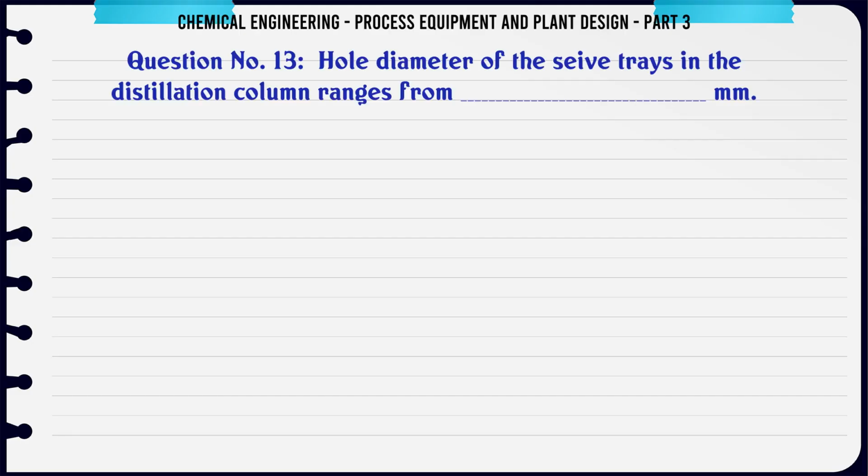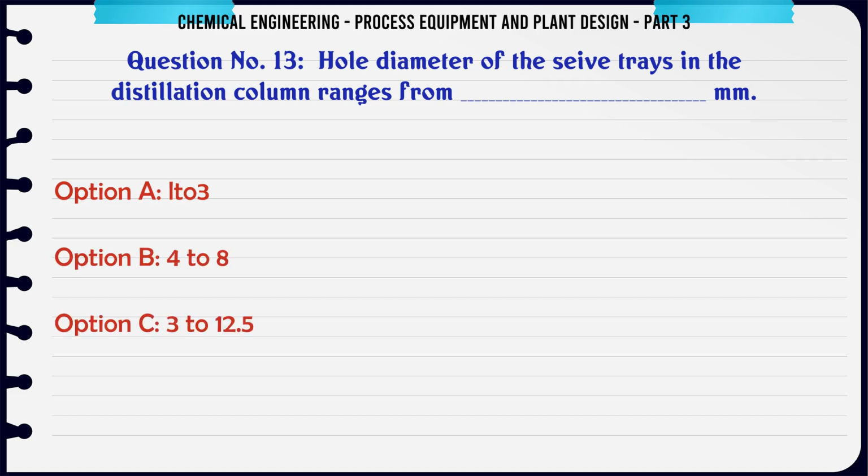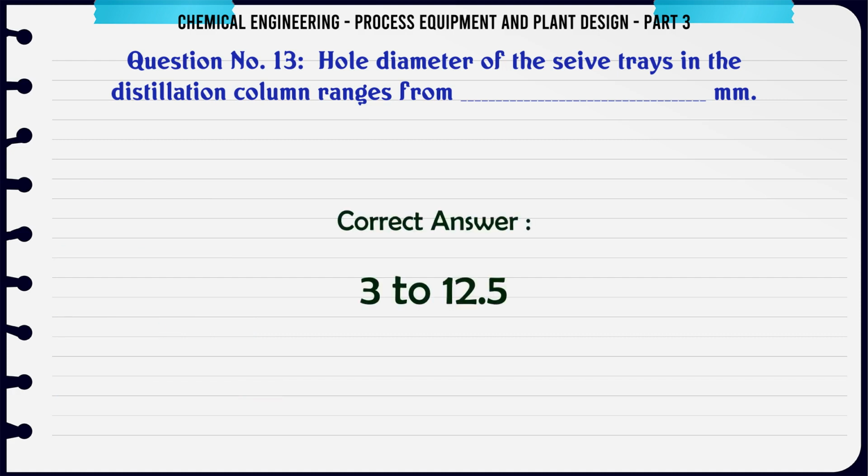Hole diameter of the sieve tray in the distillation column ranges from mm. A. 1 to 3. B. 4 to 8. C. 3 to 12.5. D. 12.5 to 18.5. The correct answer is 3 to 12.5.